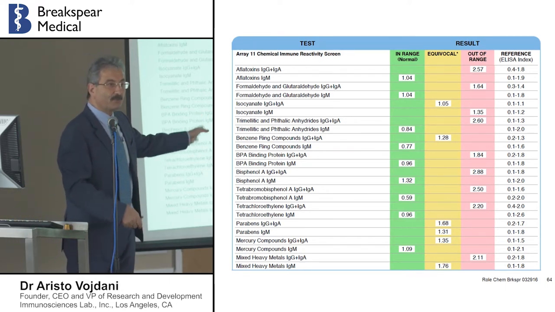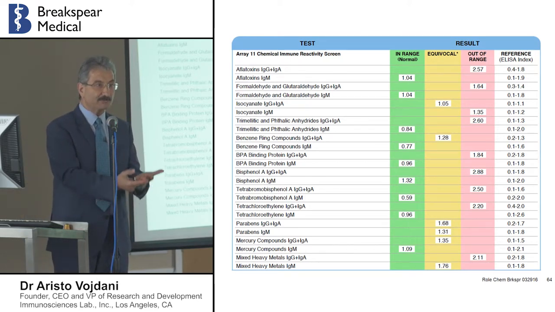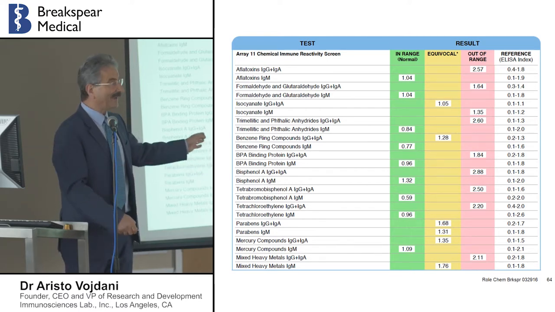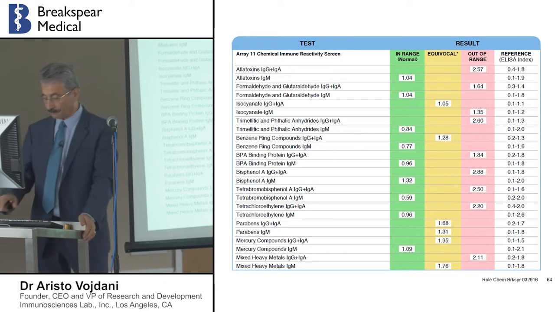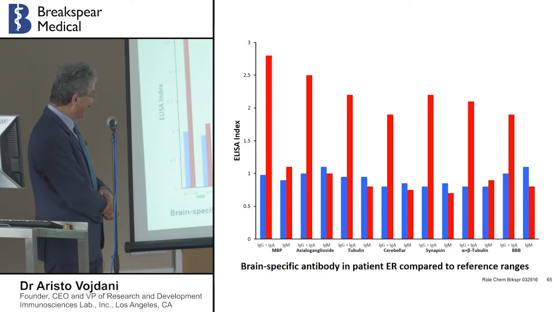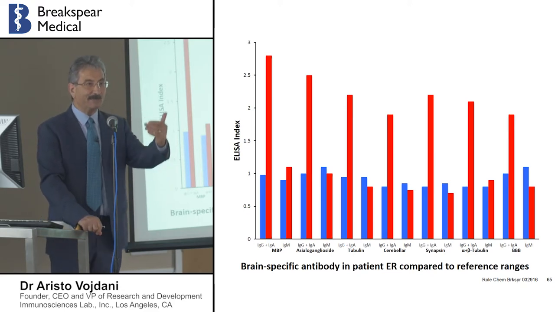If 15 years before that we would have done these panels, one could find correlation between some of these chemicals she was working with on a daily basis and her symptomatology. And then looking at antibodies against myelin basic protein, asialoganglioside, tubulin, cerebellar, synapsin, tubulin, and blood-brain barrier protein. The blue is the normal ranges, and the red is the patient. You'll see she made antibodies against her own nervous system antigen.